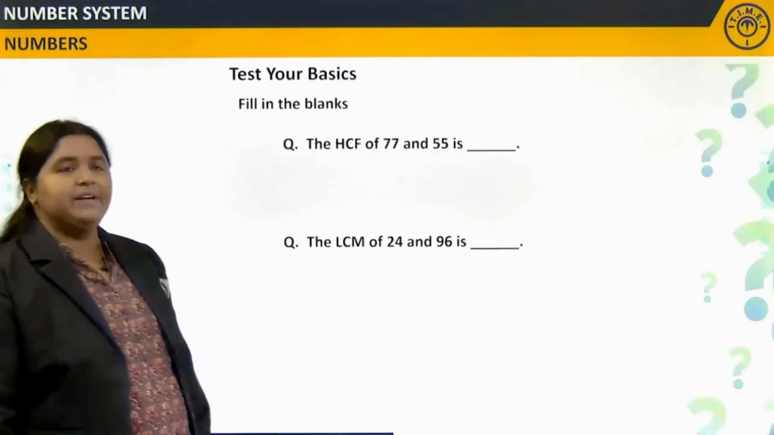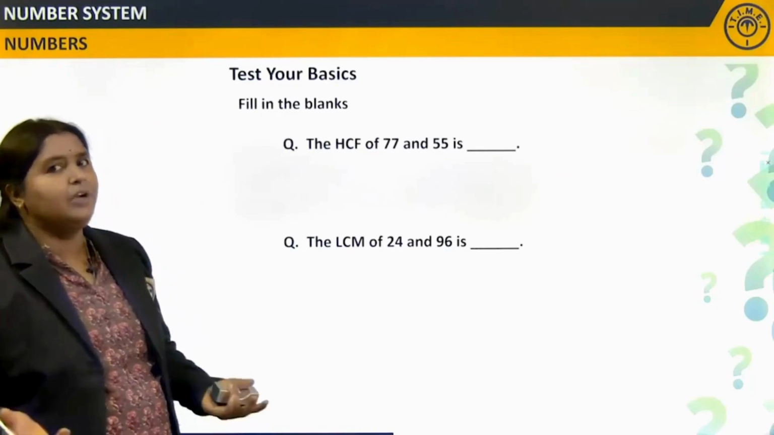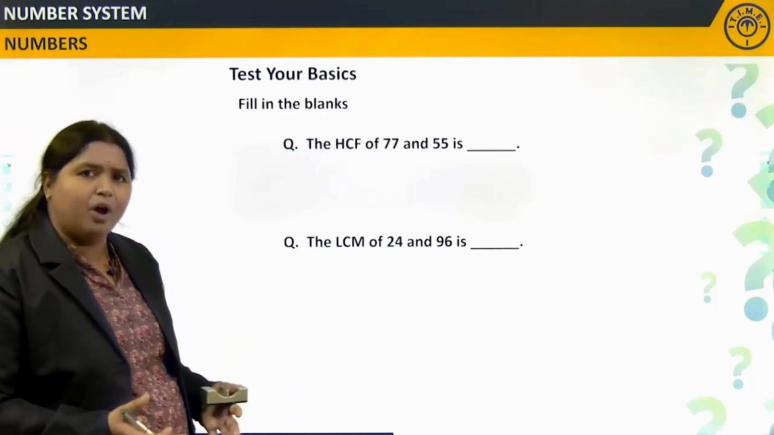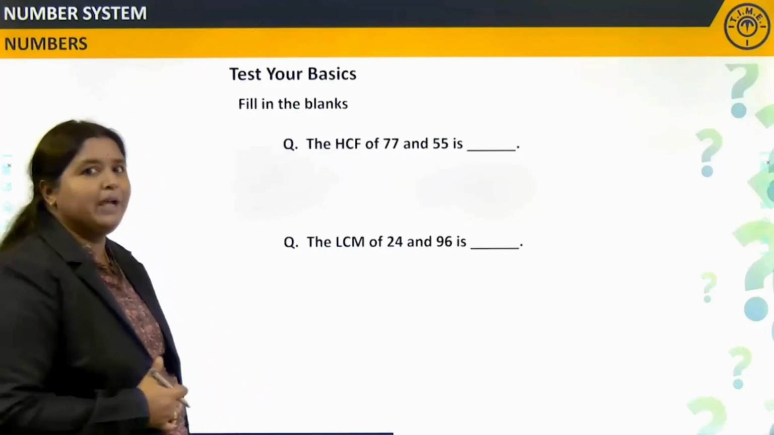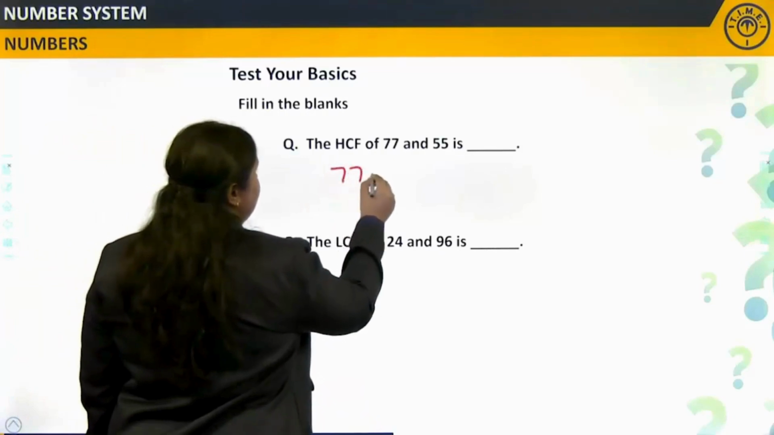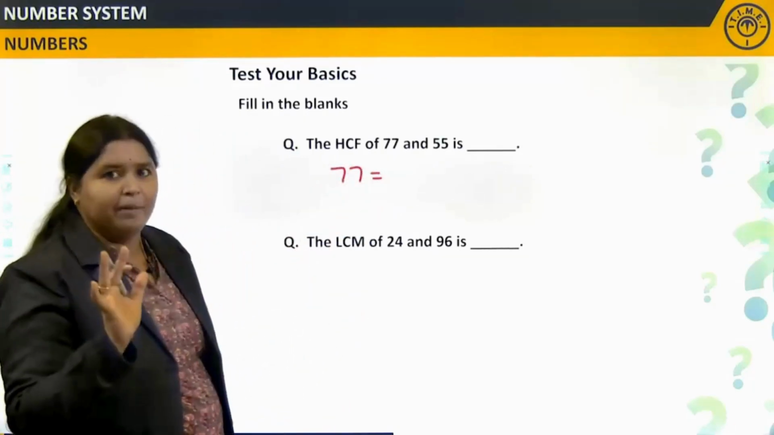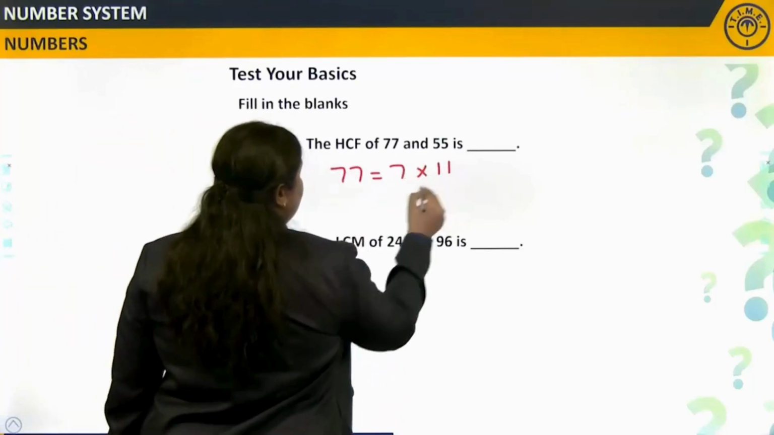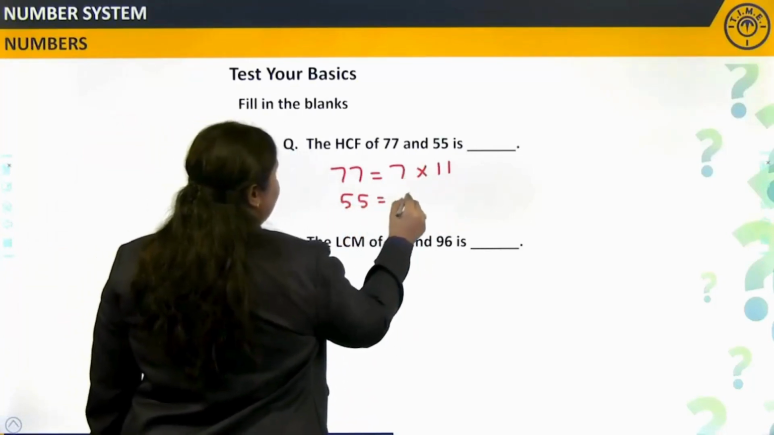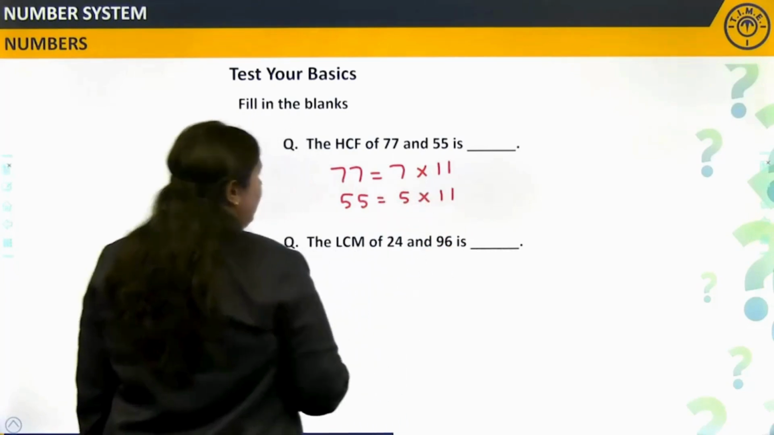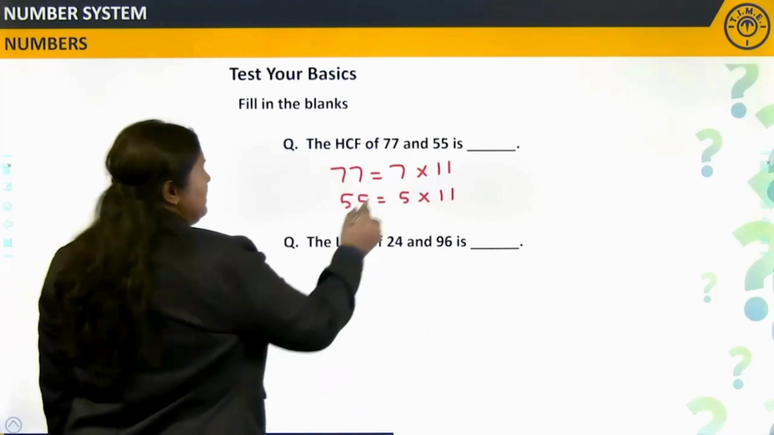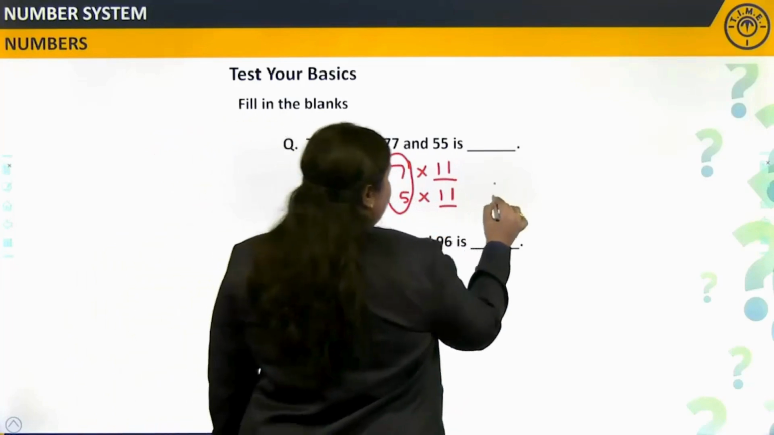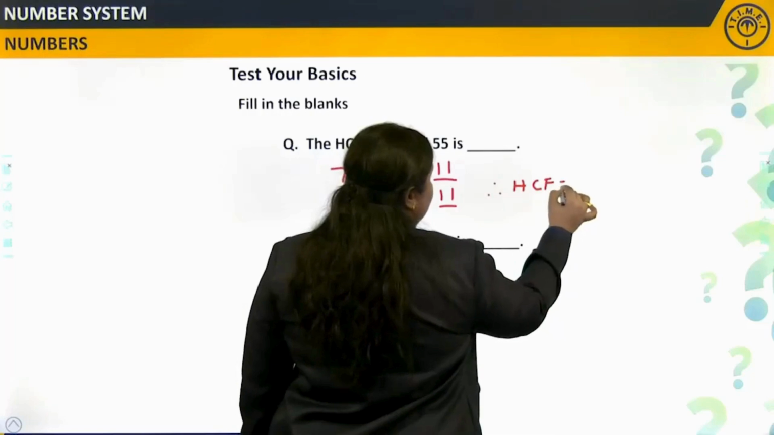The HCF of 77 and 55 is... See, there are two different methods. You can use the prime factorization method or division method, or sometimes you can decide just by looking at the numbers. For example, 77. The moment you look at it, you know it is in the 11 table. You are in 7th class, you should know it, right? So, what is 77? 7 into 11. What is 55? 5 into 11, right? Now, if you carefully observe, 7 and 5 are co-prime numbers. 11 is common. Therefore, HCF is equal to 11, right?